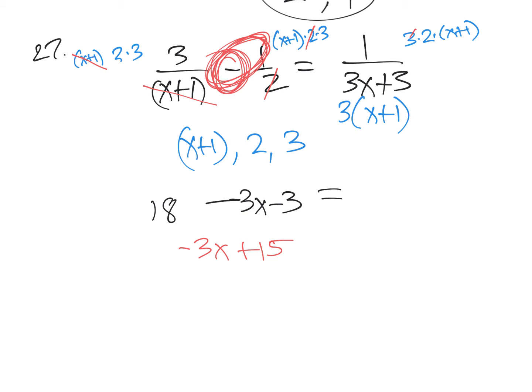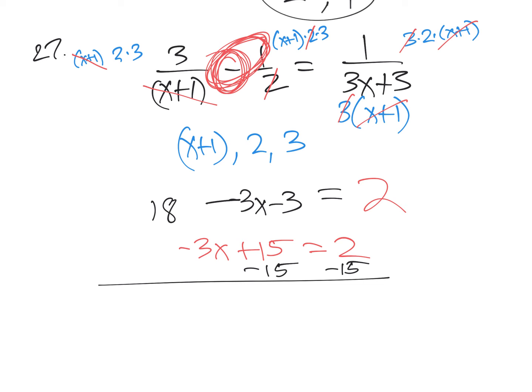All right, so on the right side, the 3's reduce out, the x plus 1's reduce out, and I'm left with 2 times 1, which is 2. Okay, subtract 15, negative 3x equals negative 13, x equals 13 halves, or 6 1/2.